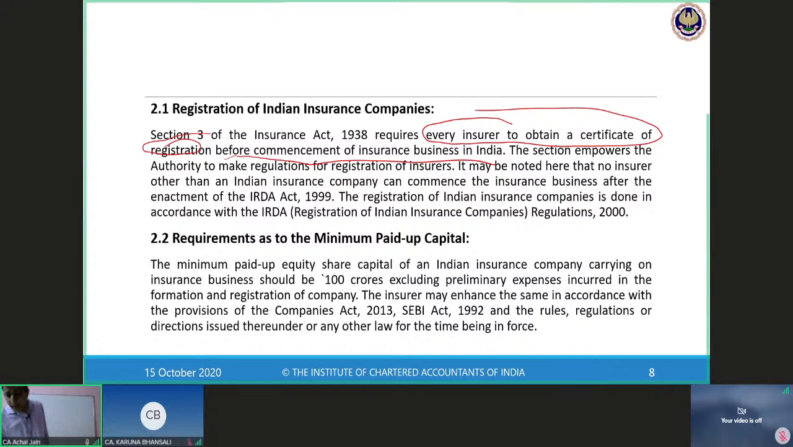So the minimum paid up equity share capital of an Indian insurance company carrying on insurance business should be 100 crore. Means any company which is having below 100 crore cannot get into insurance business. And this 100 crore is excluding preliminary expenses incurred in the formulation and registration of this insurance company.